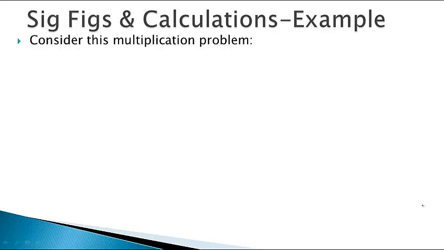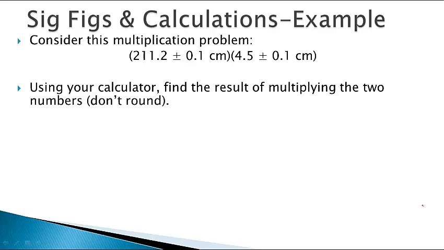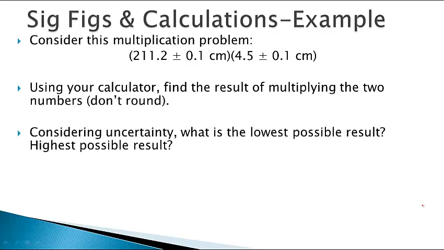Now we need the rules for calculation. So this is where you're going to need your calculators. Here's a multiplication problem. I want you to do this multiplication problem, and I want you to find 3 different results. What's the result of just multiplying the two numbers together? And then considering the error bar, what's the biggest possible result we could get? So to get the biggest possible result, you would take the first number plus the uncertainty to get the biggest possible first number, second number plus the uncertainty, and then multiply them together. And then do what's the smallest possible result.